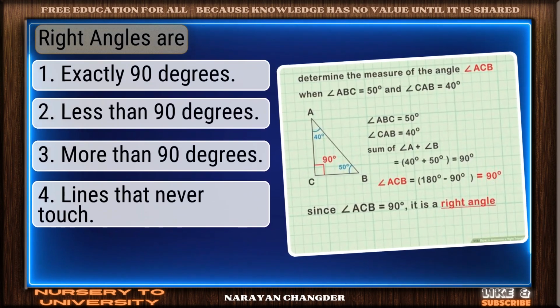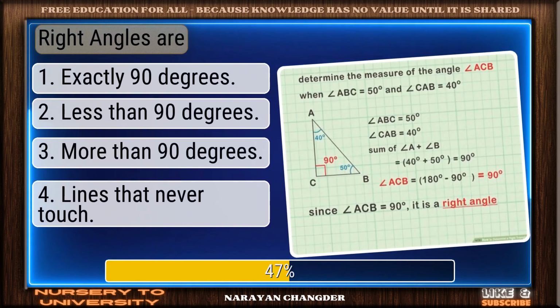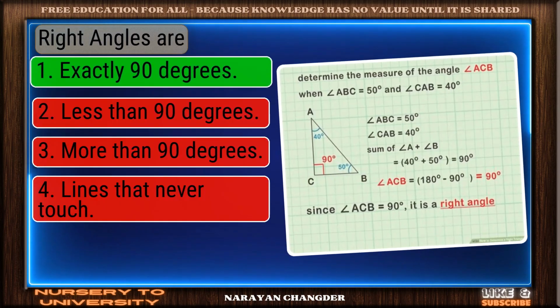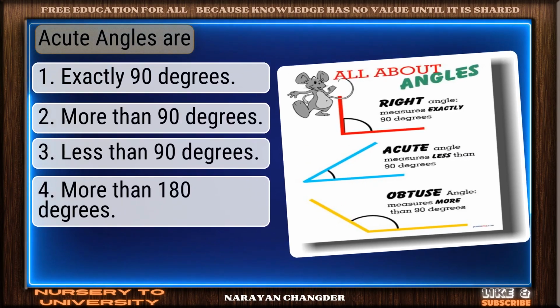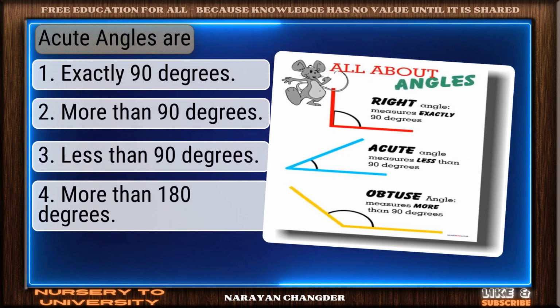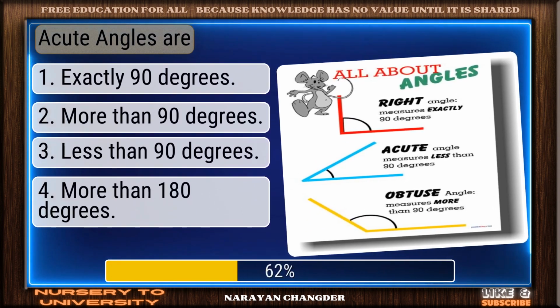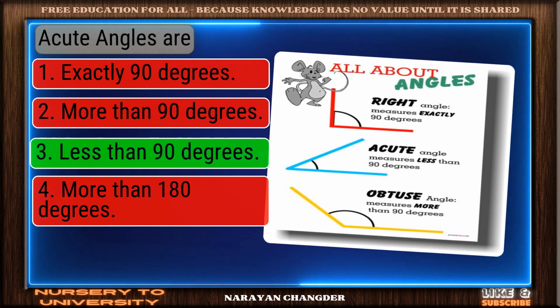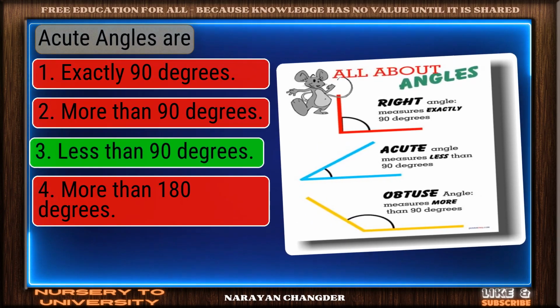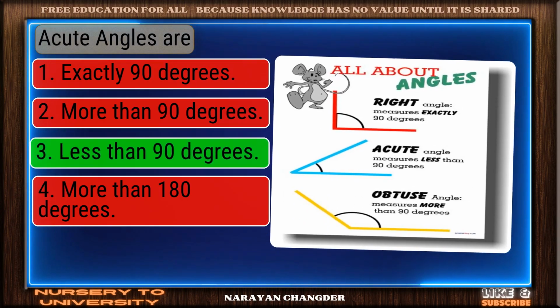Question number 299. Right angles are. Right again. Exactly 90 degrees is a valid answer. Question number 300. Acute angles are. Clear logic. Your choice less than 90 degrees is sound and 100% true.